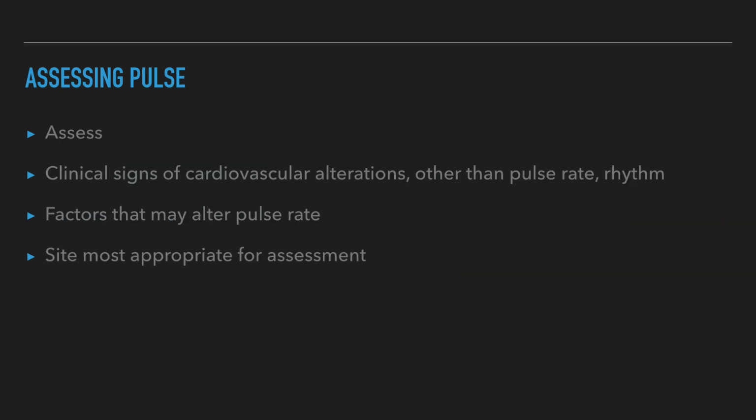Assess for the following. 1. Clinical signs of cardiovascular alterations, other than pulse rate, rhythm or volume, like dyspnea, fatigue, pallor, cyanosis, palpitations, syncope. 2. Factors that may alter pulse rate, like emotional status or activity level. And 3. Site most appropriate for assessment.